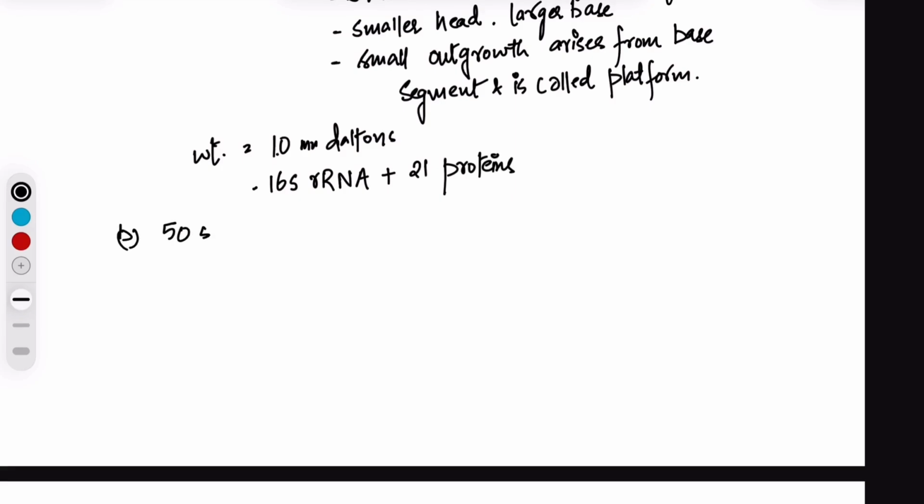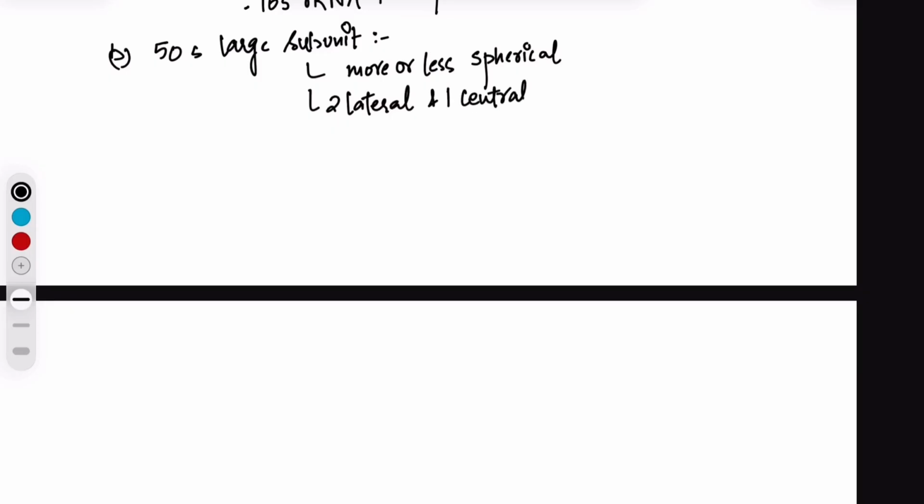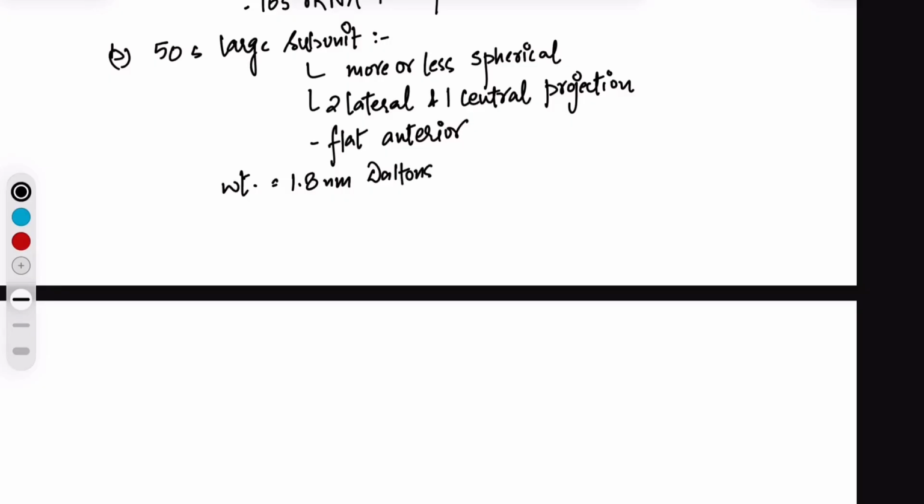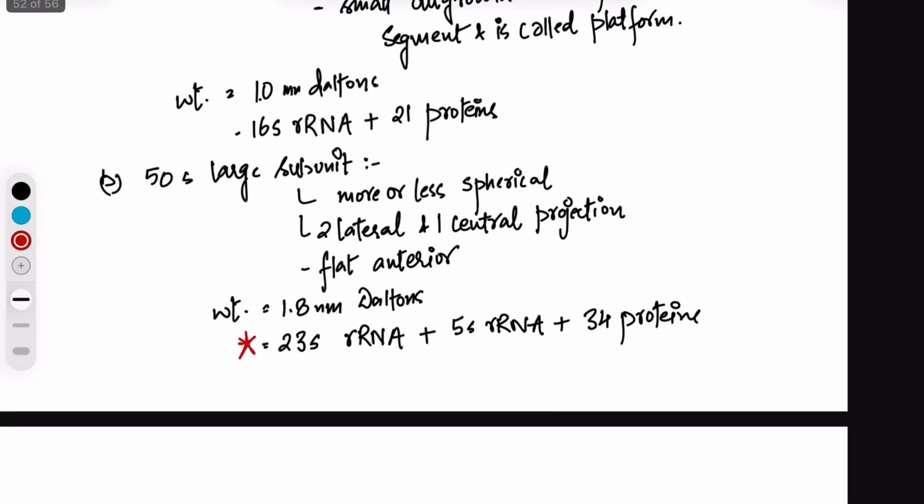Now, the 50S, which is the larger subunit, is more or less spherical. Also, in the diagram you see that two lateral clefts are present, in addition to one central projection. It is more or less spherical, and the protuberance that you saw is the central projection. The anterior is flat. The weight is 1.8 million daltons, and it is made up of 23S rRNA and 5S rRNA in addition to 34 proteins. These two points you need to remember.